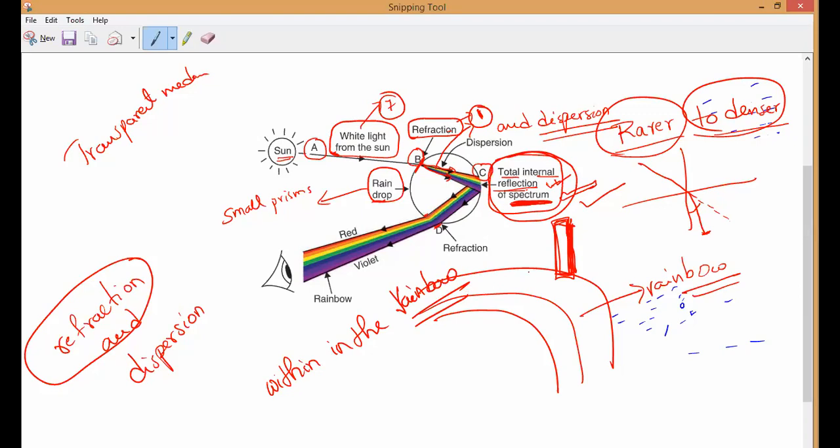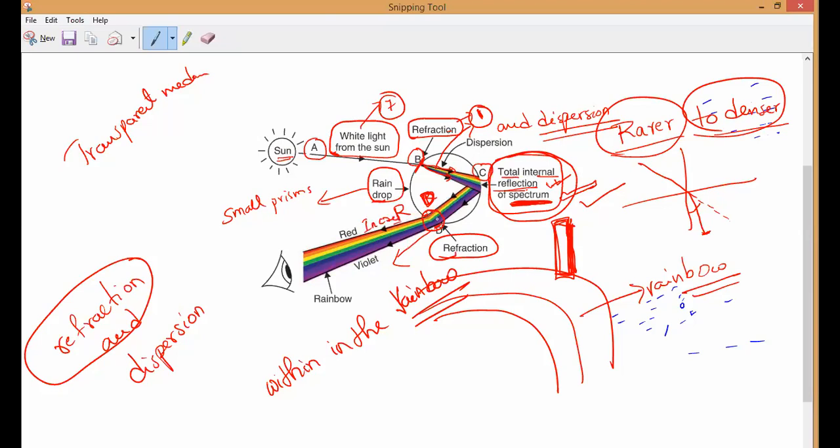So, within the raindrop, and finally, it is refracted out of the raindrop at point D. At which point is it refracting out? Point D. Here, it is entering from which medium to which medium? Denser to rarer medium. Will it bend away from the normal or towards the normal? Away from the normal. Understand? The speed will increase.